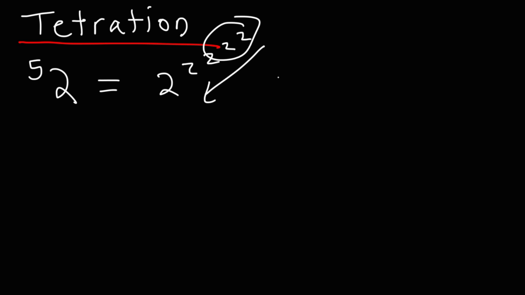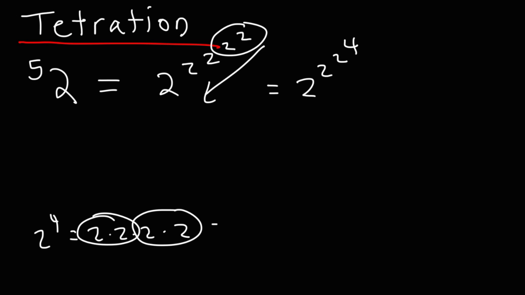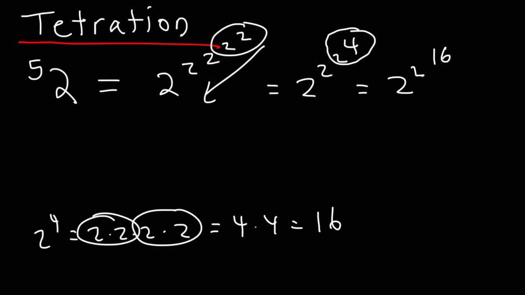2 squared is equal to 4. So you have 2 raised to the 2, raised to the 2, raised to the 4th power. Now what about 2 to the 4th power? 2 to the 4th power, you're multiplying 4 2's. So this is 4, that's 4. 4 times 4 is 16. 2 to the 4th power is 16. So we're going to replace this portion with 16.